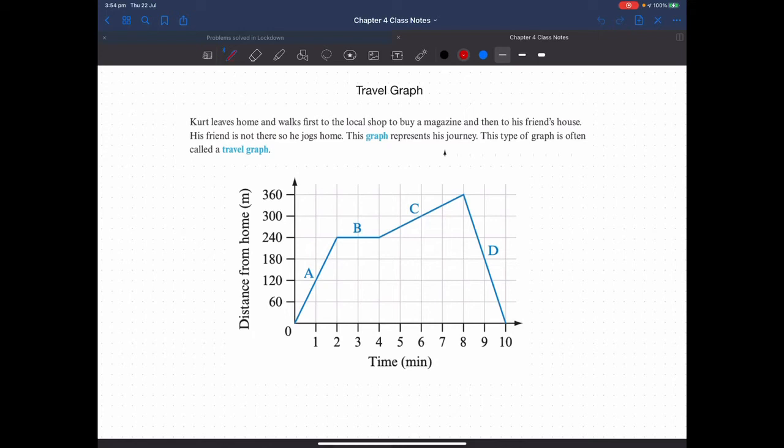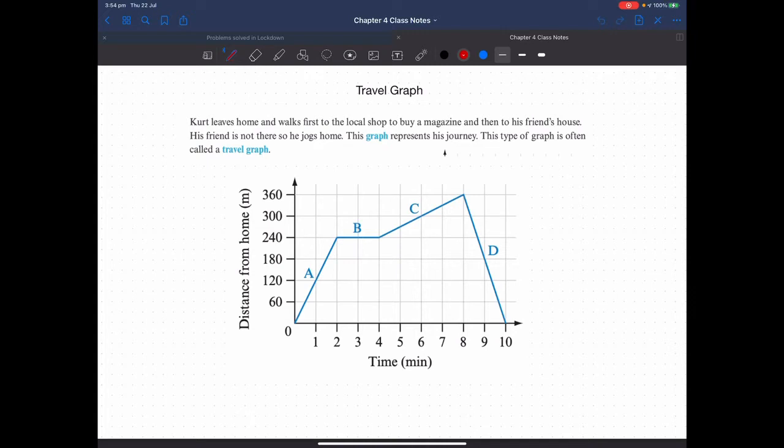In this exercise, you'll be interpreting graphs. The type of graph we have here is called a travel graph. It is also called a distance time graph. The reason it's called a distance time graph is if you look at the horizontal axes, you'll see there is time. If you look at the vertical axes, you'll see there is distance. So it's often called a distance time graph.